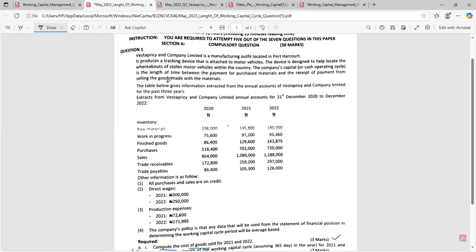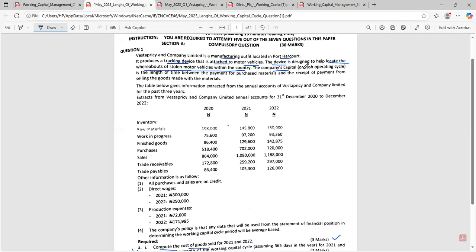Now, what do we have in this question? Vestapricy and Company Limited is a manufacturing outfit located in Port Harcourt. It produces a tracking device that is attached to motor vehicles. The device is designed to help locate the whereabouts of stolen motor vehicles within the country. So what they do is produce a tracking device, and this tracking device is sold to people that own cars. You get it? So they can use it to track stolen cars within the country.